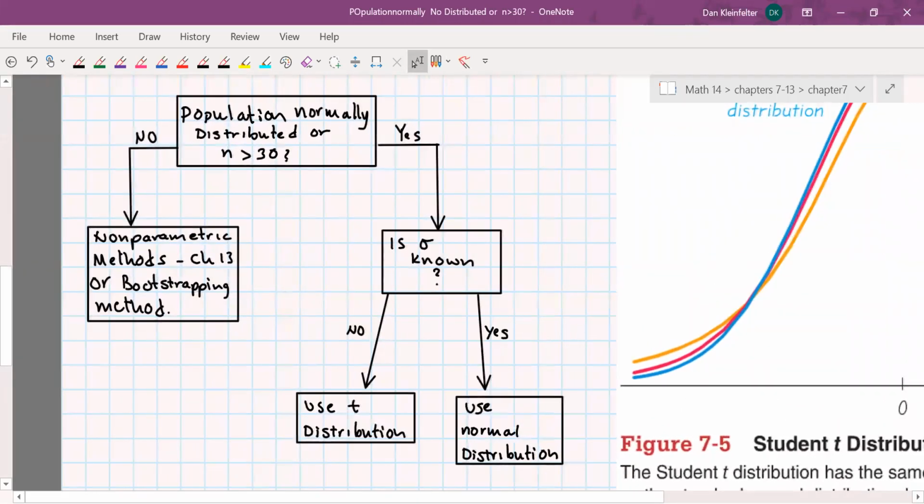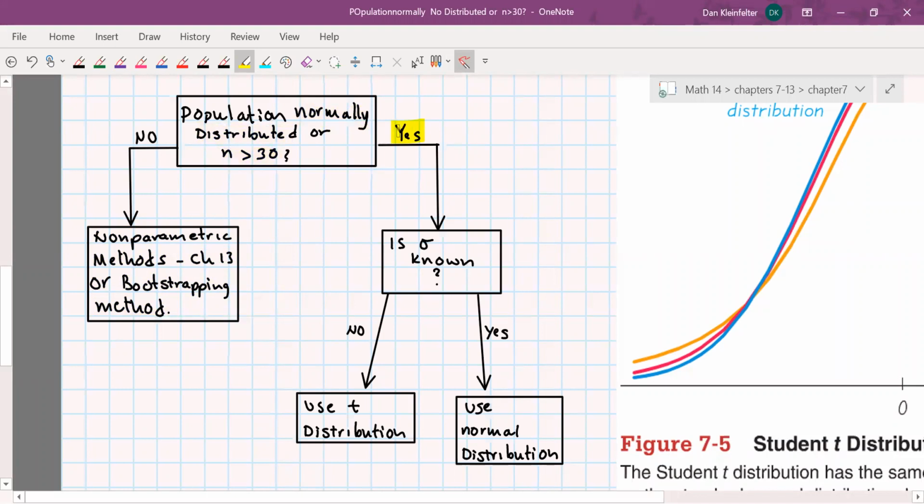So there's basically a couple of questions you need to ask yourself. Do you know that the population is normally distributed, or is your sample size bigger than 30? If the answers to both of those questions are no, then you need to use something called non-parametric methods, which are in chapter 13, or bootstrapping methods. Again, basically stuff that is later in the book. If the distribution is normal, or the sample size is bigger than 30, we're going to take the right branch of our flowchart.